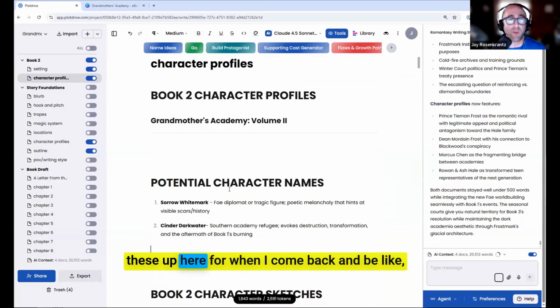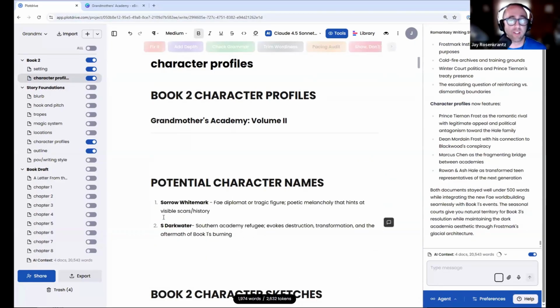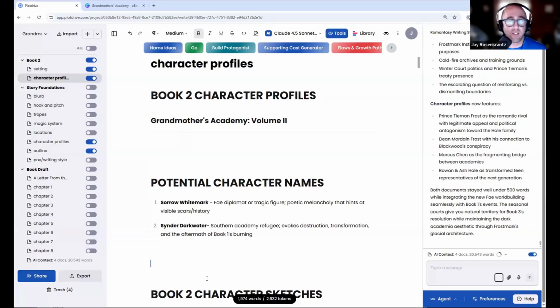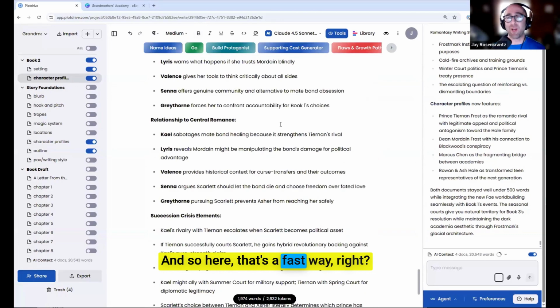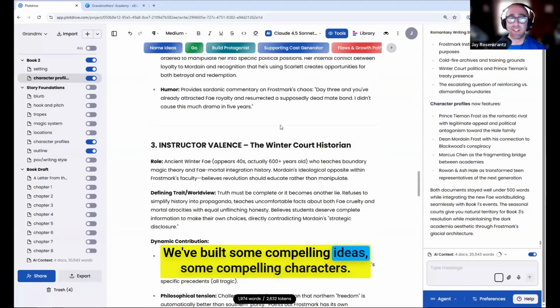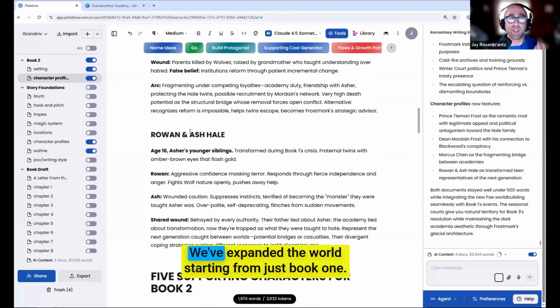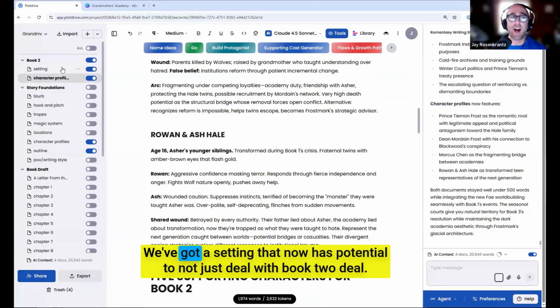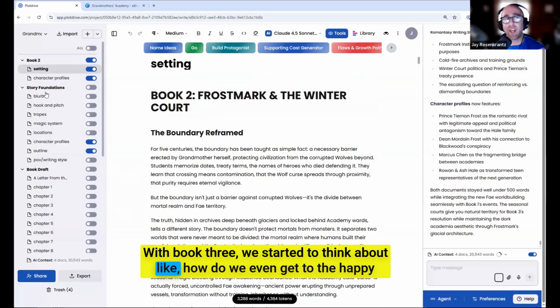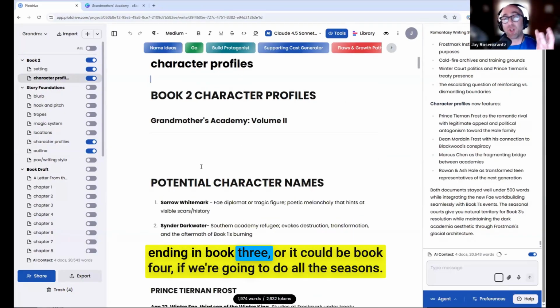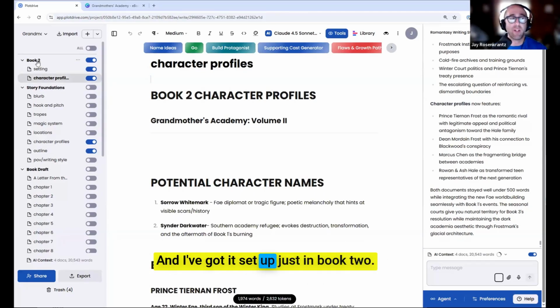We're gonna drop these up here for when I come back, and just leave those as a way to keep building. That's a fast way, right? We've built some compelling ideas, some compelling characters. We've expanded the world starting from just book one. We've got a setting that now has potential to deal with book two and book three. We started to think about how we even get to the happy ending in book three, or book four if we're going to do all the seasons. And I've got it set up just in book two.